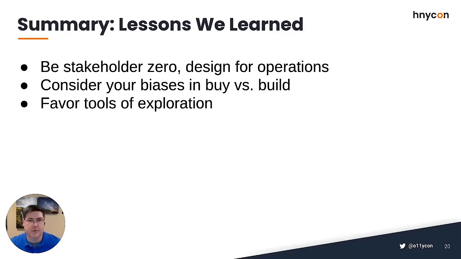So just as a really quick summary, I would say 3 big lessons that we learned is that we need to be stakeholder zero. We need to really intentionally design for operations. We need to consider our biases that go into buy versus build, and think really hard before we decide to just host another service. That comes with its own support load. And then last, really favor tools that support you in exploring the system.